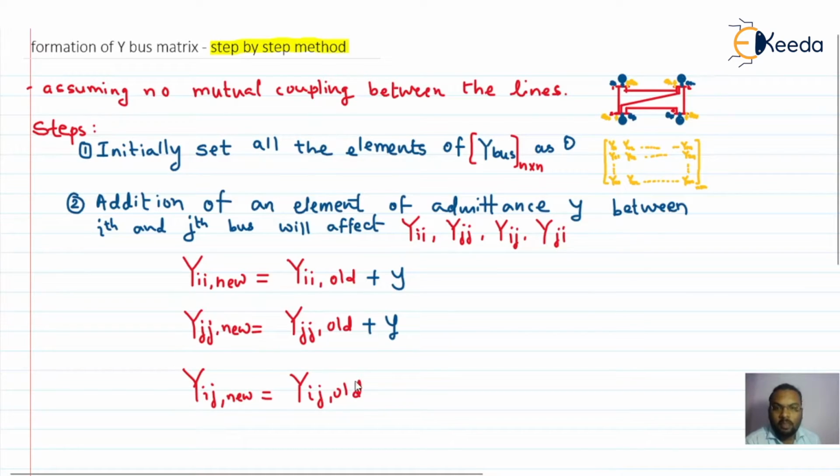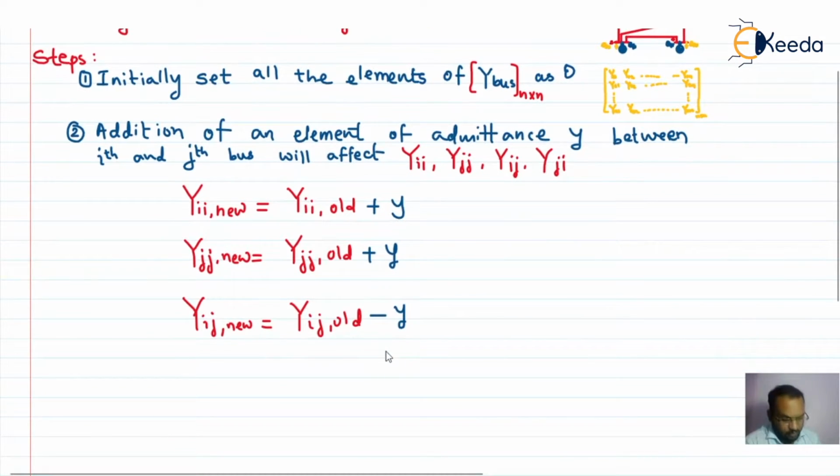Now here it is admittance between the buses. It is the admittance, or I can say self admittance, or the driving point admittance. It is the transfer admittance. So transfer admittance will change in this way: minus the admittance of the added element will get subtracted from its old value. Same thing will be for yji, because it is also a transfer admittance.